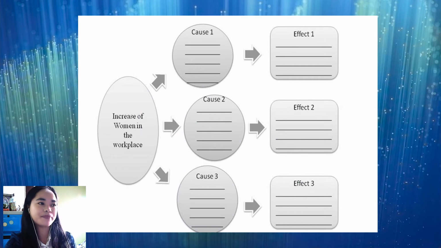In our example, this one is the effect: the increase of women in the workplace. So if this is the concept, we're going to find the cause and then the effect, the cause and then the effect. So this is an example of a cause and effect diagram. Now they could be presented in a different way, but for this discussion, we're going to make use of this diagram.